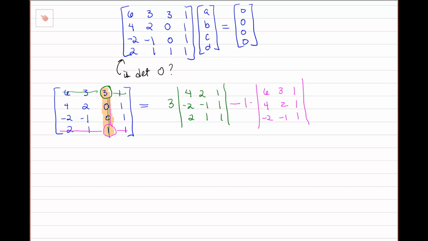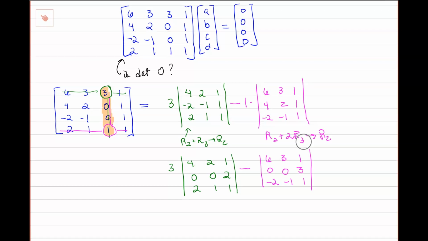Now for these, I think I'll do a couple of row operations just to see if I can clear out a little bit of stuff. So that row operation that I just did, adding a row to another row, that doesn't change the determinant at all. And the same with this one. I added 2 times row 3 to row 2, and that kind of row operation doesn't affect the determinant.